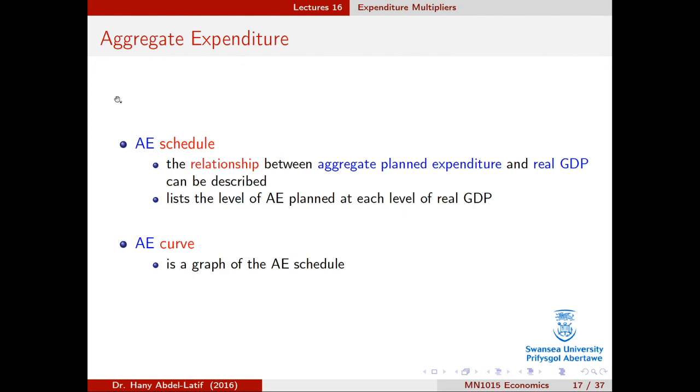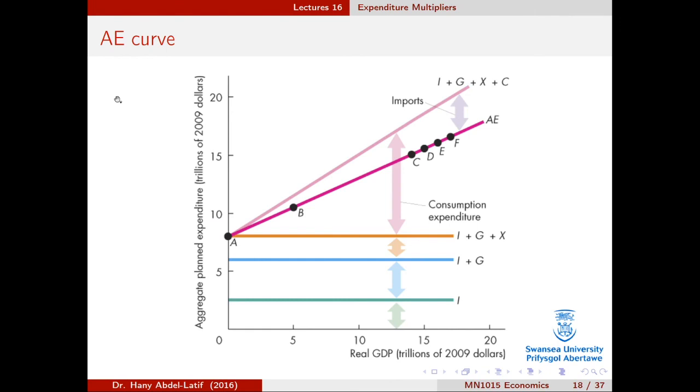So we can represent the aggregate expenditure in a graph or on a table. So we can have this like a curve, the way I'm going to show you now. But before I show you this, just make sure that you understand that the aggregate expenditure is just the relationship between the aggregate planned expenditure and real GDP. So let's see this. Remember, what are the components that are not influenced by GDP? 3. What are they? Investment, government expenditure, and exports.